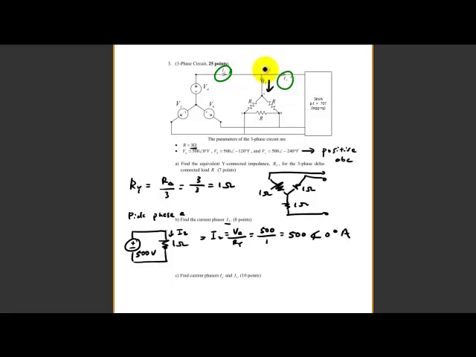The sum of current at that node will be equal to 0, and that means if I write it mathematically, IA will be equal to I2 plus I1, right? We just found I2, so the only thing we had to do is first find I1 and then find IA. How do we find I1, which is going into this box?